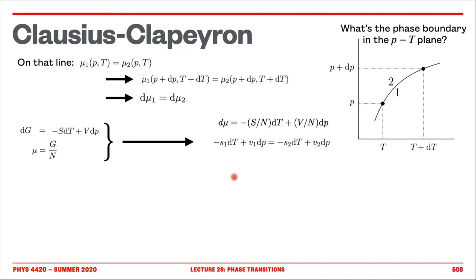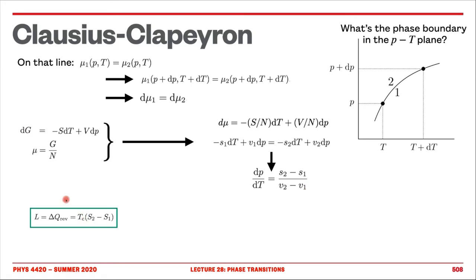I can rearrange, of course, very easily to bring dp over dt, and I find that dp over dt, the slope of this curve, is going to be equal to the change of entropy divided by the change of volume between the two phases. It's a very important result, of course. But we are not there. We are going to reuse this, but there is something more that we can do.